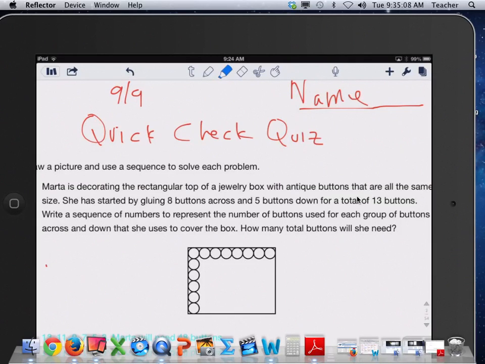A box with antique buttons that are all the same size. She has started by gluing 8 buttons across and 5 buttons down for a total of 13 buttons. Write a sequence of numbers to represent the number of buttons used for each group of buttons across and down that she uses to cover the box. How many total buttons will she use?